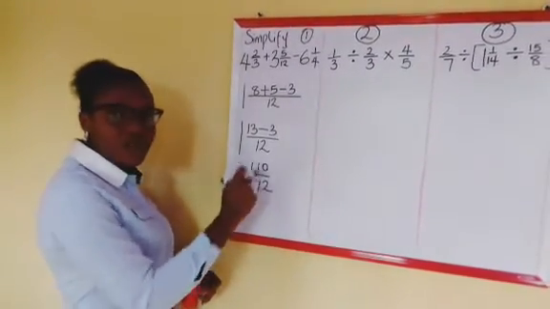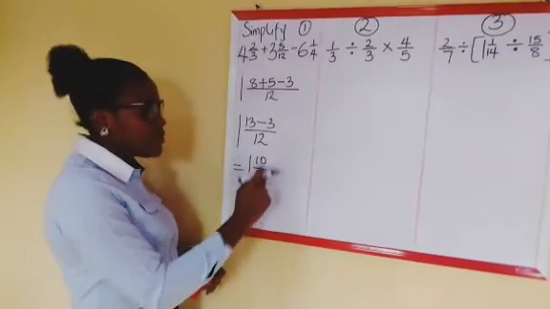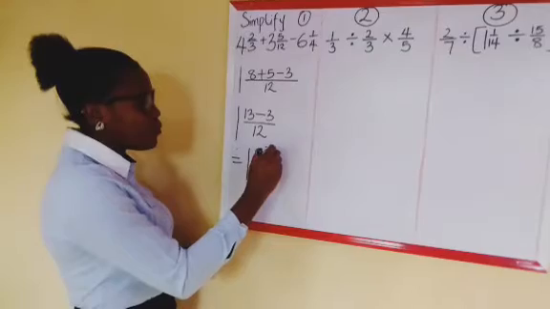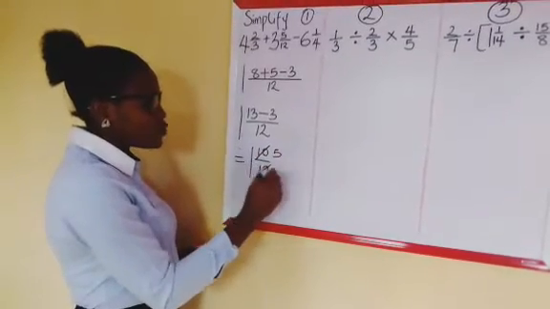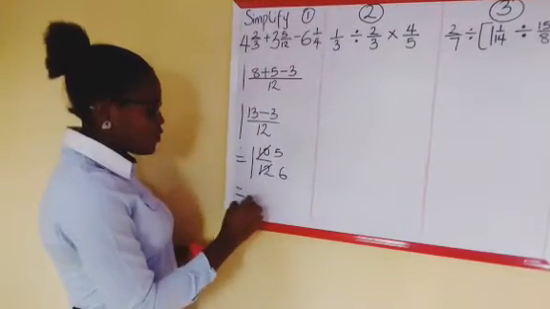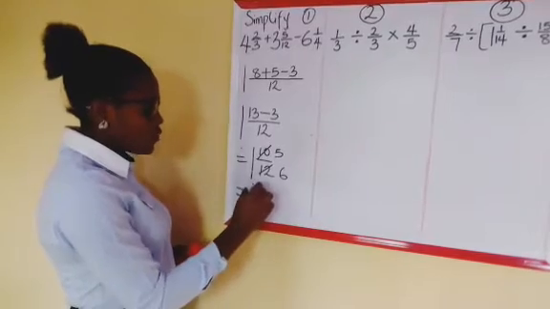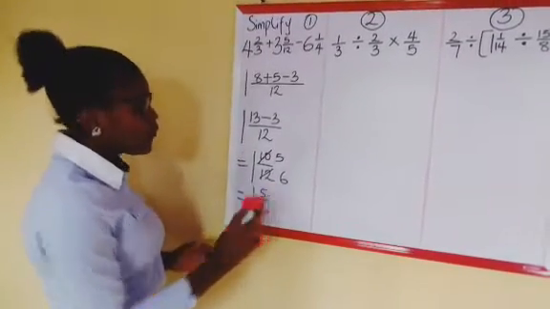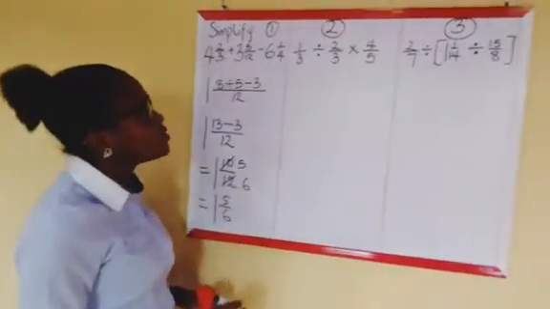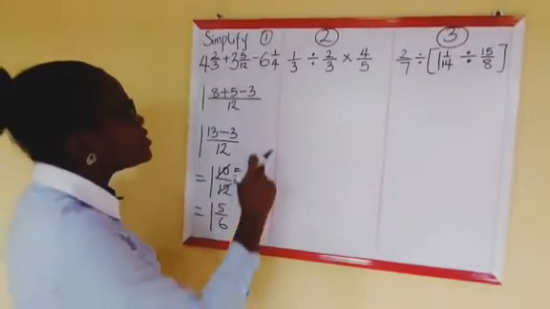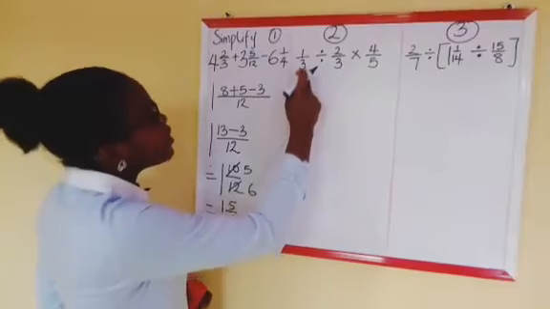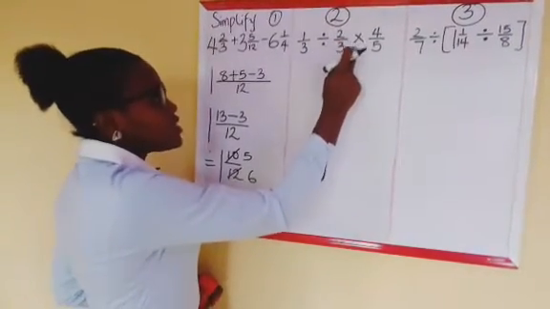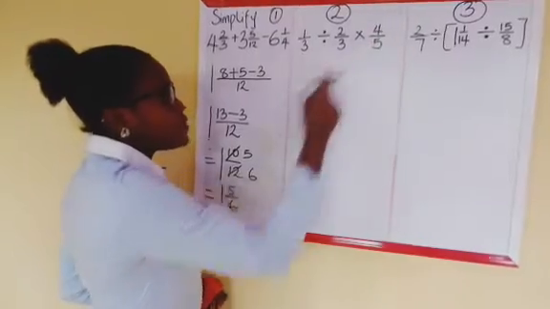But something can still divide 10 and 12. So 2 can divide. 10 divided by 2 will give us 5. 12 divided by 2 will give us 6. So our final answer is 1 5/6. Okay, let's check the second question that says we should simplify 1/3 divided by 2/3 times 4/5.